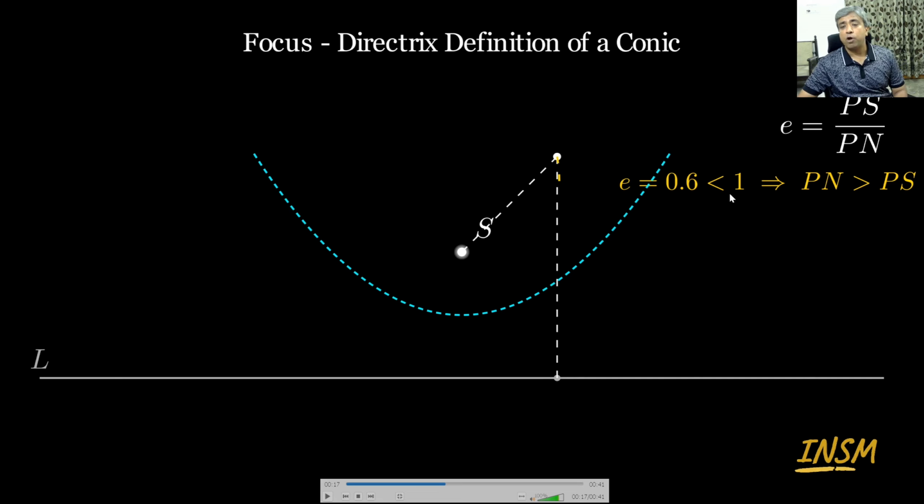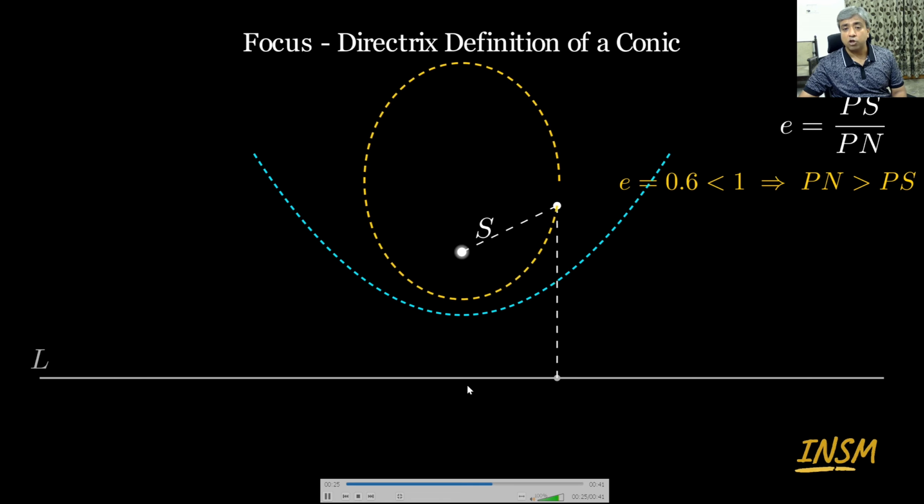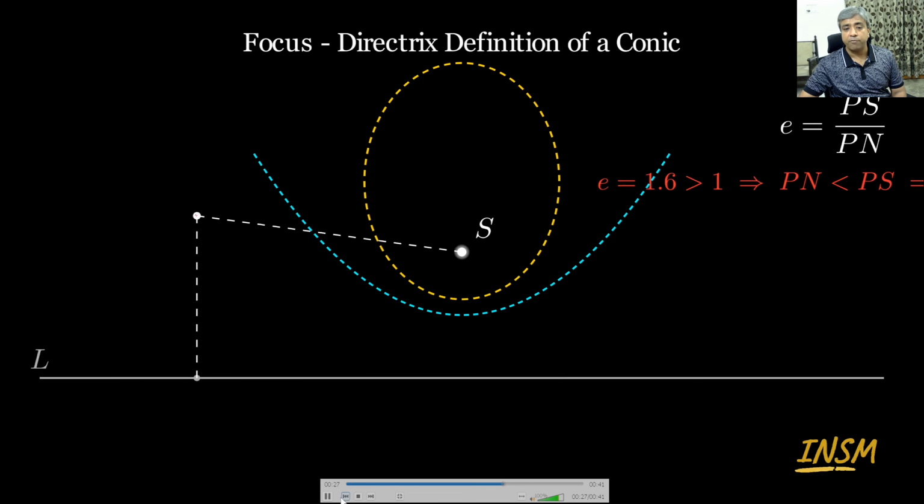Now we change this ratio. We make it 0.6, less than 1. So PN, the distance from the line, will be greater than the distance from the fixed point. When this ratio e is less than 1, the conic that is formed is called an ellipse, and it is formed like this. We are forming these conics on the same directrix and same focus.